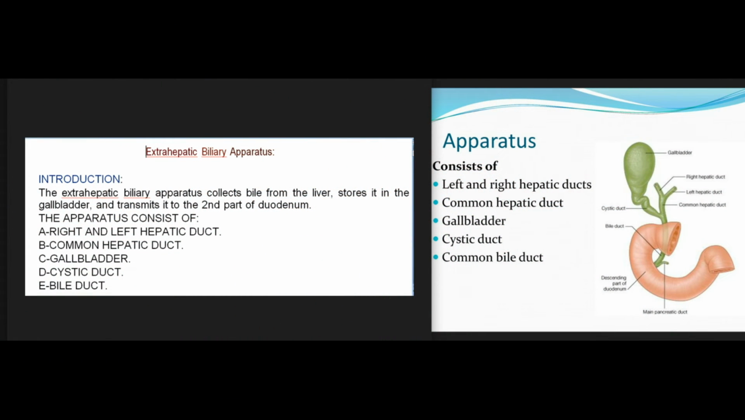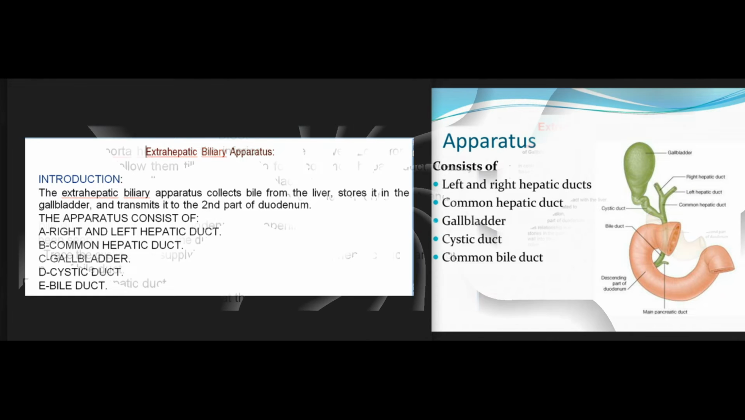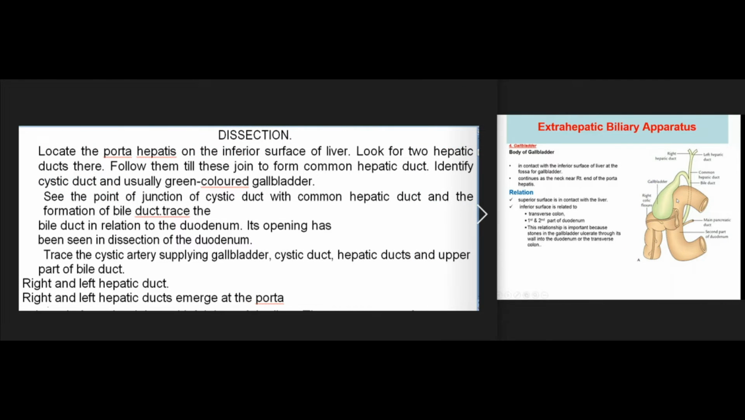Extrahepatic biliary apparatus. Introduction. The extrahepatic biliary apparatus collects bile from the liver, stores it in the gallbladder, and transmits it to the second part of duodenum. The apparatus consists of: A. Right and left hepatic duct, B. Common hepatic duct, C. Gallbladder, D. Cystic duct, E. Bile duct.